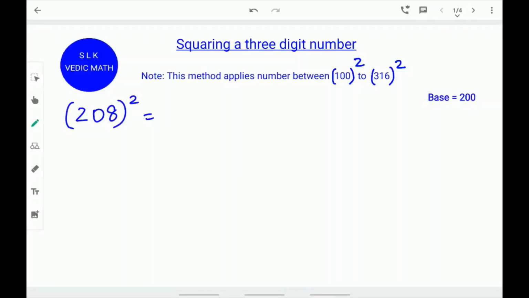Today we are going to learn how to square a 3-digit number. Remember, this method applies to numbers between 100 square to 316 square only. Let's try an example. 208 square.